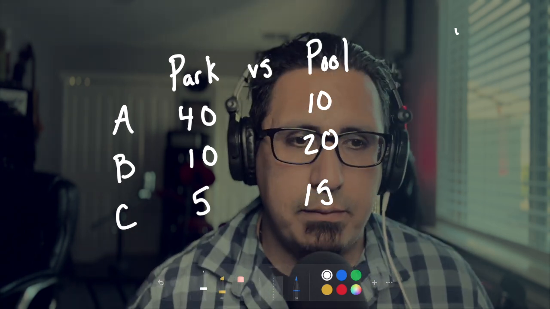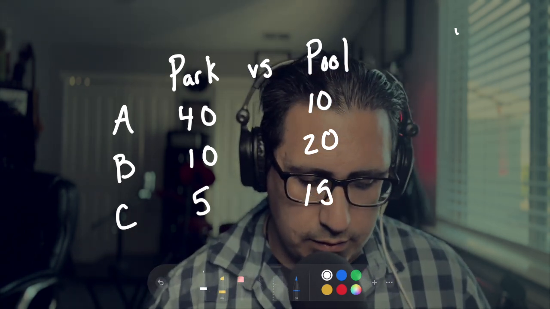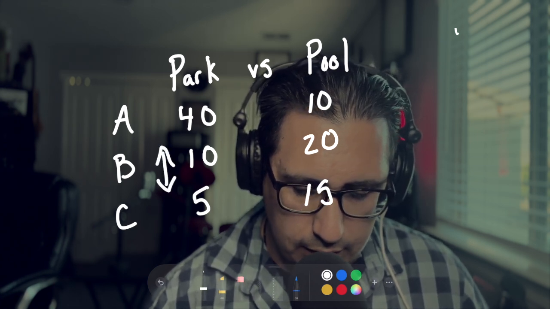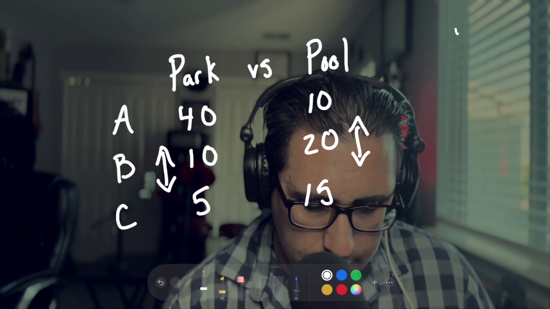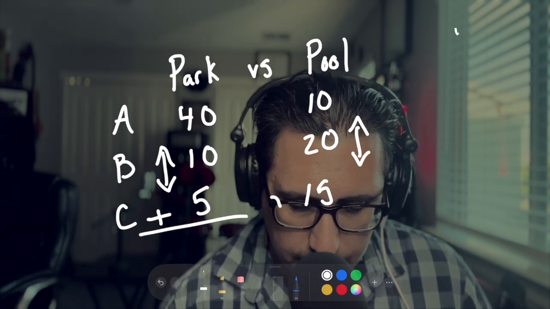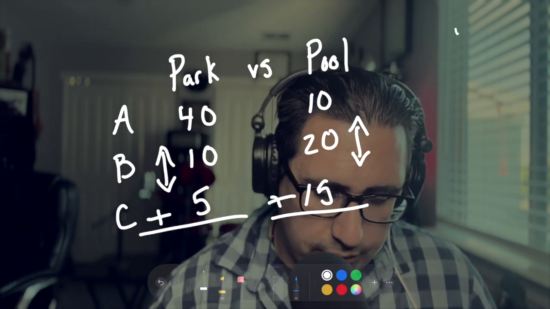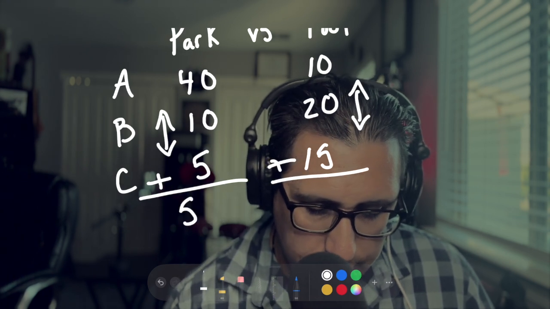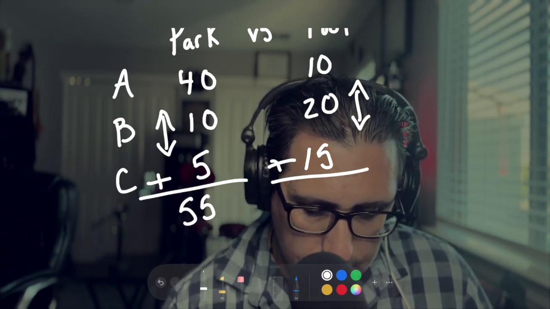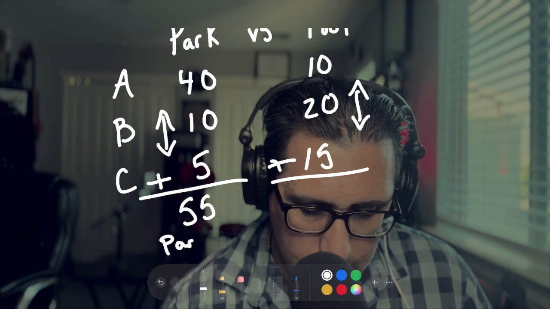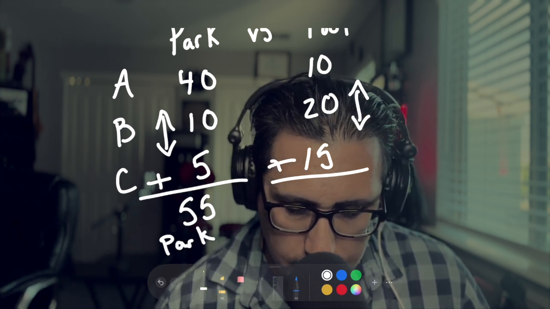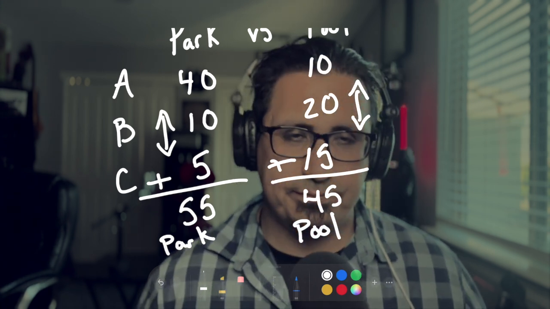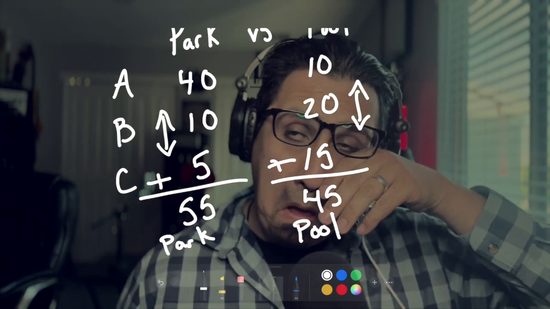So now, the popular vote is adding them directly up and down. How many for park? How many for the pool? So we add these this way. That's 40, 50, 55. 55 park. 45 pool. Yay, so park wins, right?